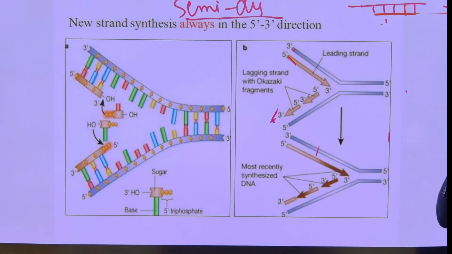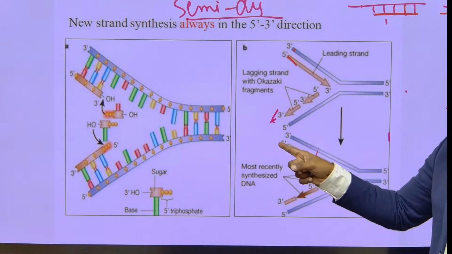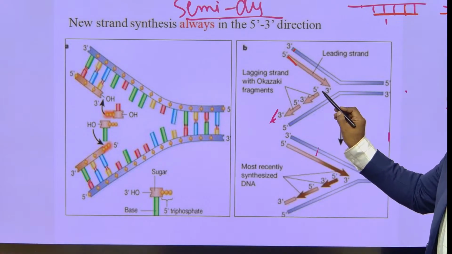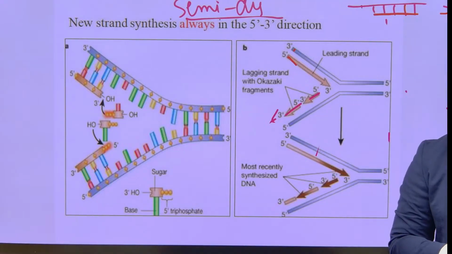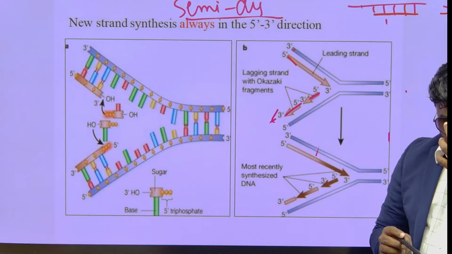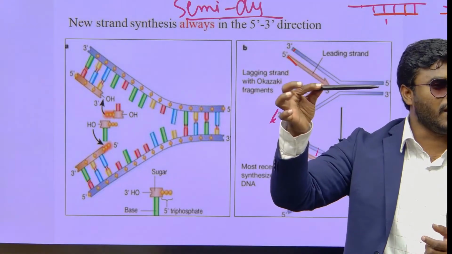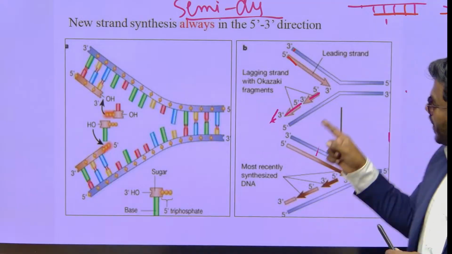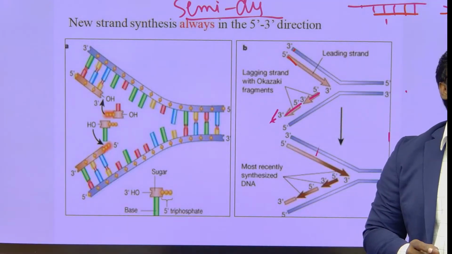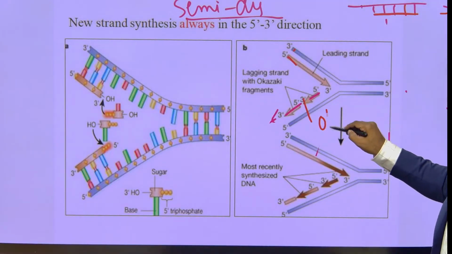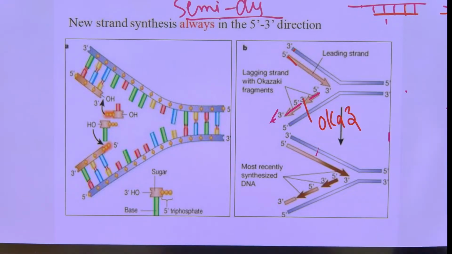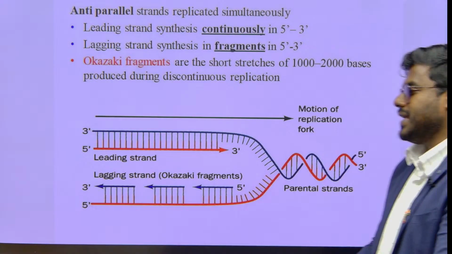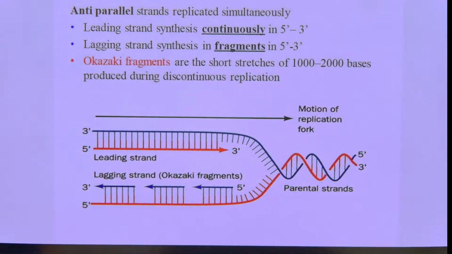So the interesting point here: whenever discontinuous synthesis is happening, instead of a continuous manner, they are always synthesized in the form of pieces. What is the meaning of pieces? This is a small primer and small nucleotides. Again primer, again nucleotides. So they are always synthesized in the form of pieces. These pieces are called Okazaki fragments, based on the name of the discoverer. I will explain crystal clearly in the process how they actually got formed.